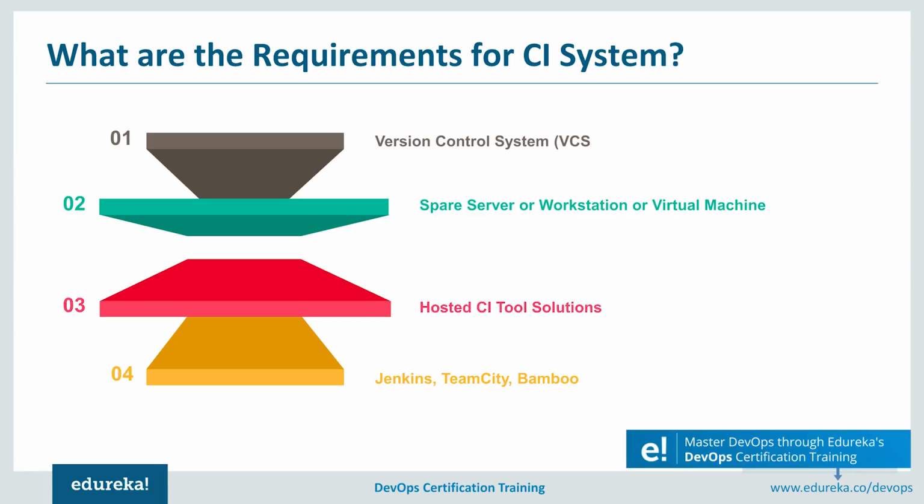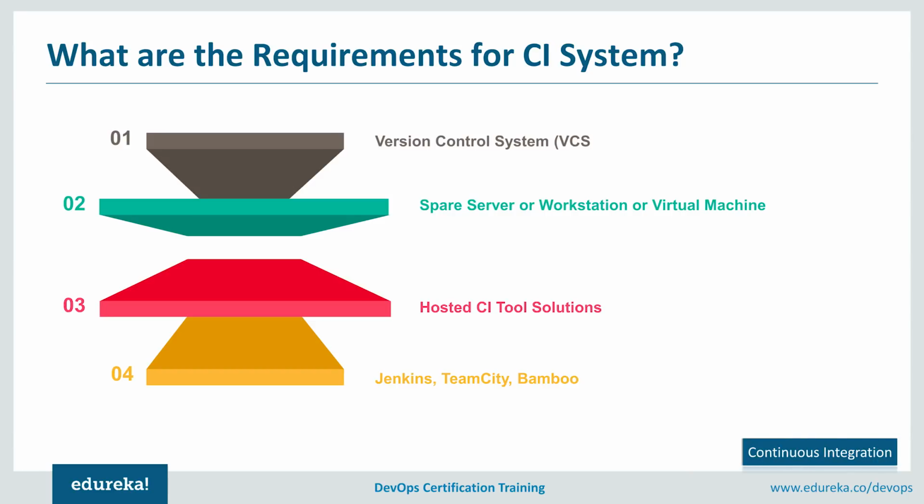Also, if you're using on-site solutions, another requirement is to have a spare server or a workstation, or at least you should have a virtual machine, if you do not want to mess with any other servers or virtual machines. And then finally, if you opt for the self-hosted variants, then you will need to install one of the available continuous integration tools like Jenkins, TeamCity, Bamboo, etc. Right? So guys, these were the four basic requirements for the continuous integration system.